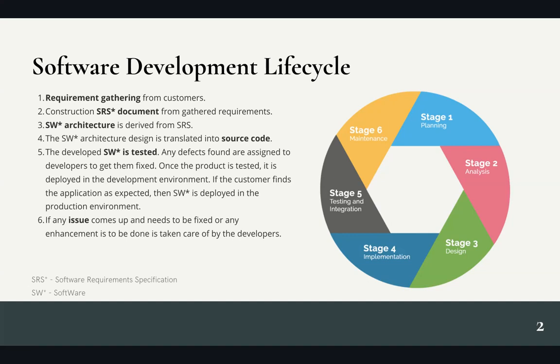If some defects are found, they are assigned to developers, and they should fix them. If the product is tested and no failures appear, then our software is developed and deployed into the development environment, where a customer can observe how our software is performing. And if the customer is happy with the results, we deploy this software to the production environment. In the production environment, if issues come up, we report these issues to customers and fix our software. And this lifecycle continues to repeat.